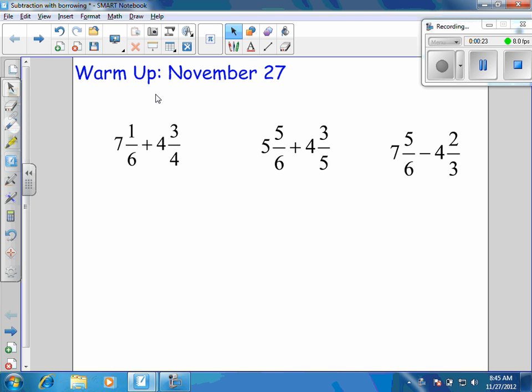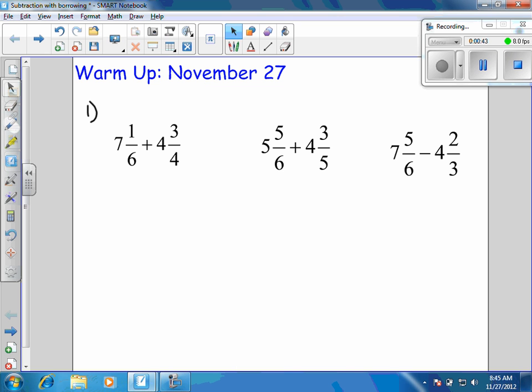mapping too. Okay, so Kanan, why don't I start with you? What would you do first on this first problem on the left here? I'll call it number 1. Well, you have to find a common denominator. Right, you have to find a common denominator. I did 12. 12, right.